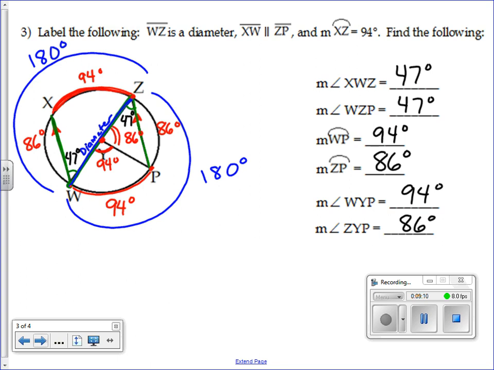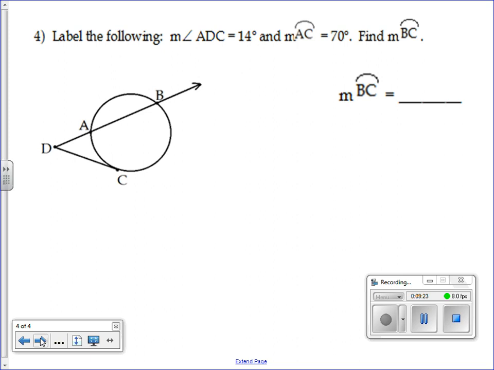Okay, so that's pretty much everything labeled. Then just go through and make sure you're reading the letters correctly, and make sure you know whether you're identifying an angle or an arc when you're filling them in. Okay, last question. You're just trying to find the measure of arc BC, and that answer is 98 degrees.